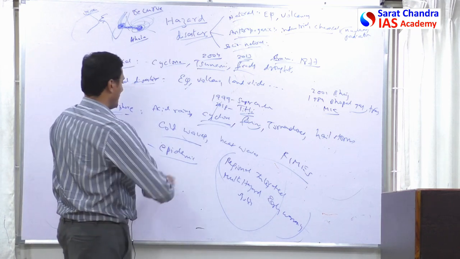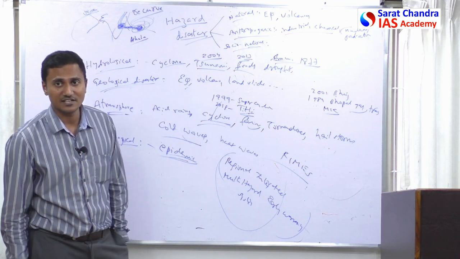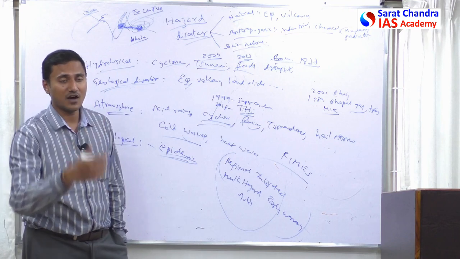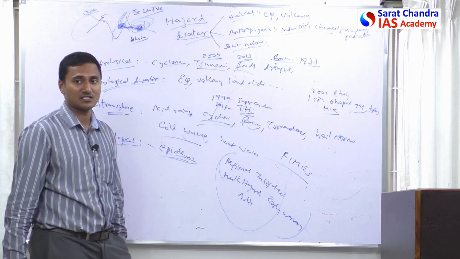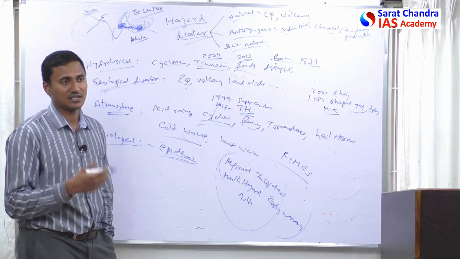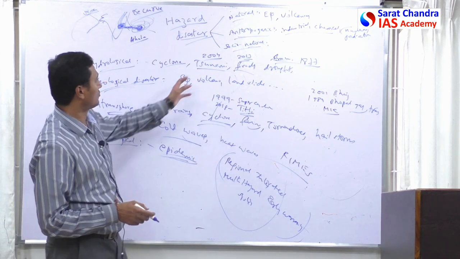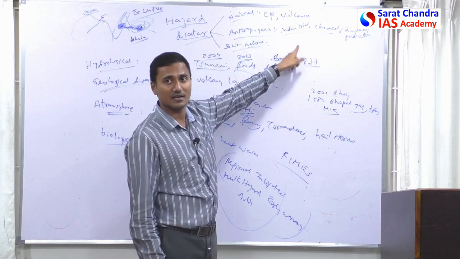Then epidemics. Any epidemic you know: bird flu, swine flu, the H1N1 virus that occurred recently. Ebola is a major epidemic in the African countries. Zika virus in the Latin American countries. Okay, so these kinds of epidemics spread very fast and they kill more people. Anyhow, if I am talking about these things, anthropogenic disasters mean industrial accidents, chemical accidents. What happened?